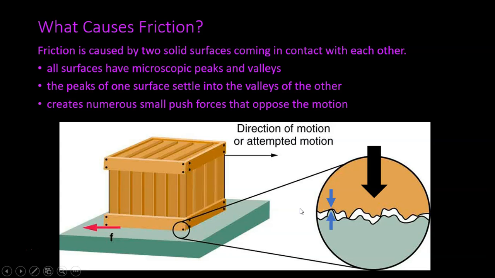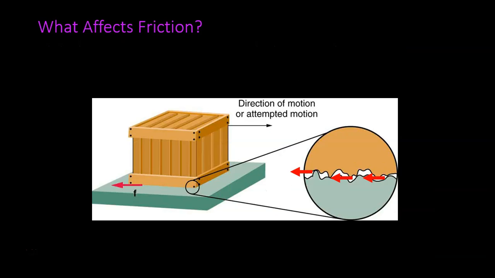Where they settle in, it creates numerous small push forces that oppose motion. Now, let me just say, this explanation I just gave you is one model of friction. We don't have a perfect understanding of friction. There is no one model that fits every case, but the one I gave you here is currently the one that works the best for us. Let's move on and talk about what affects friction. We're much more certain about that.